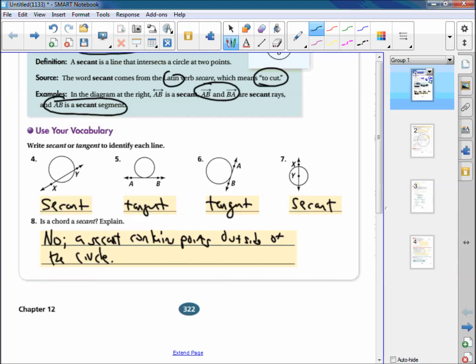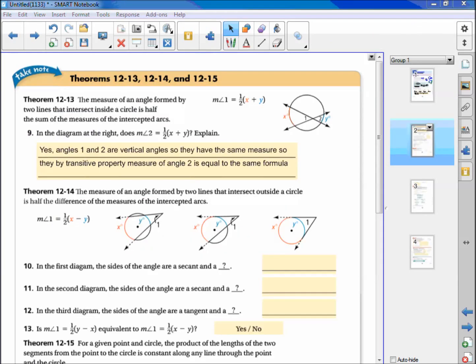All right, let's flip it over and check out page 2. Theorem 12-13, 12-14, and 12-15. So theorem 12-13 says the measure of an angle formed by 2 lines that intersect inside a circle is half the sum of the measures of their intercepted arcs. So what's going on here is we have 2 lines crossing inside the circle. They don't have to cross at the center, just somewhere inside.